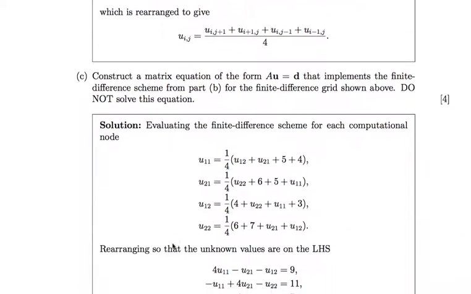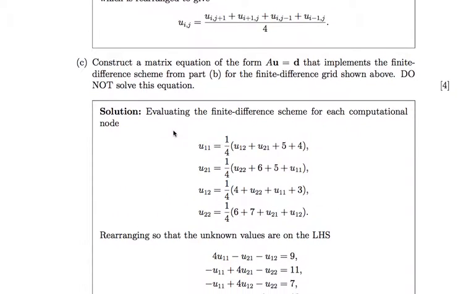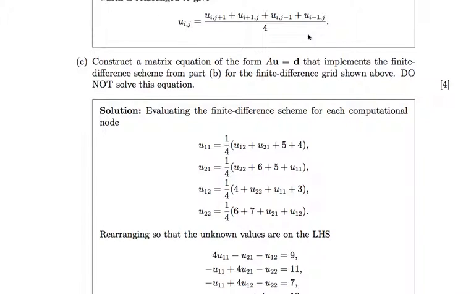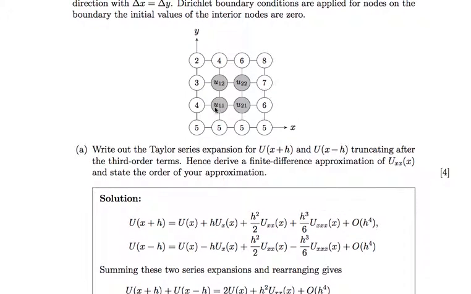Part C: construct a matrix equation in the form AU equals D. So U is going to be a vector of our u values, and A is going to be a coefficient matrix. To do that, we take our finite difference scheme for each computational node in our domain. I'm going to apply that finite difference scheme in row by column order, so I'm going to go across the row before going up the column.